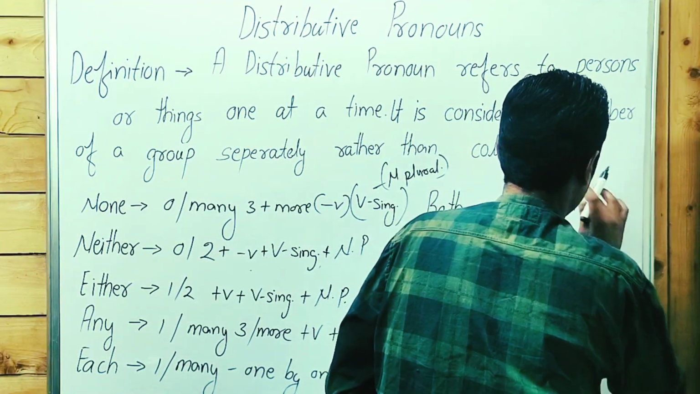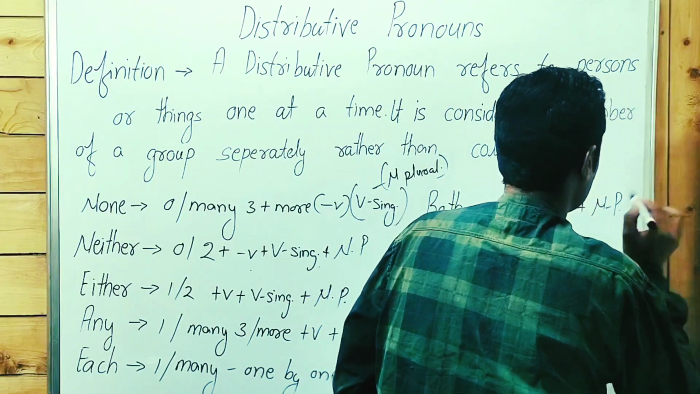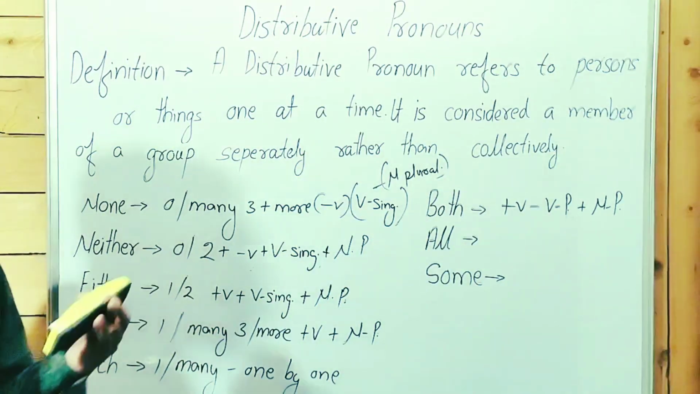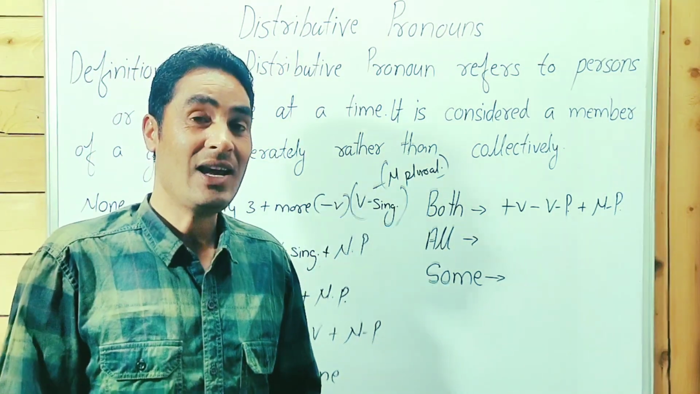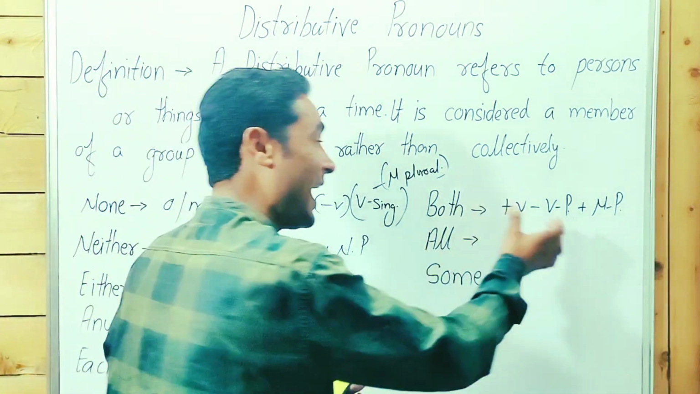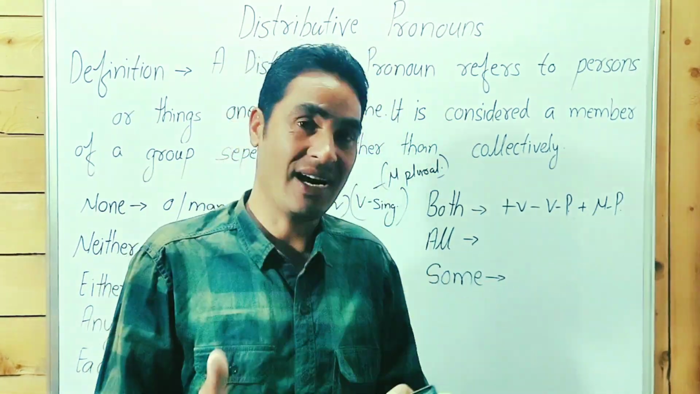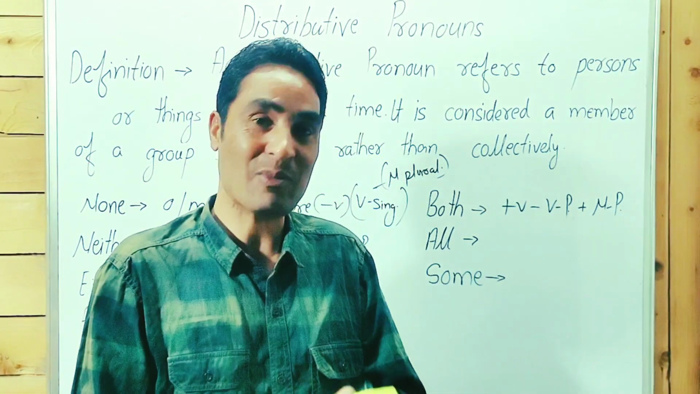Okay, the verb is always plural. And when we talk about the noun, it is also always plural. Both of the sisters, both of my hands, in this case we use a plural verb. Both of the sisters have come: plural noun and plural verb.